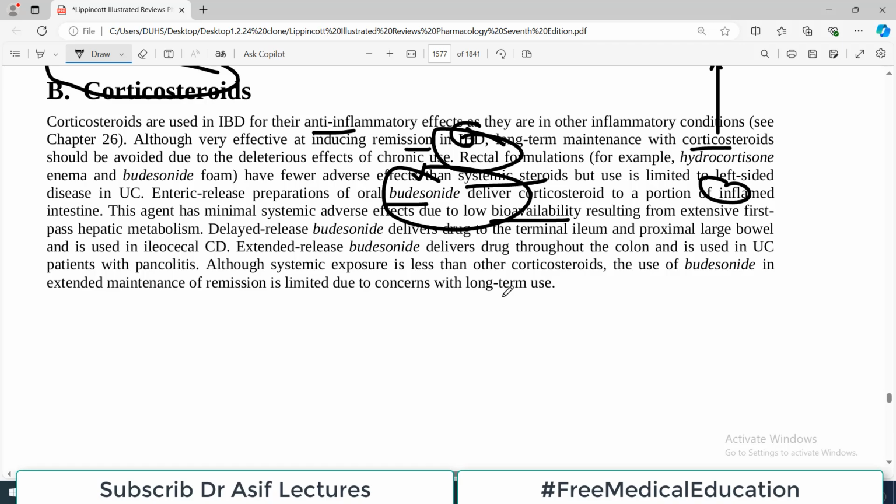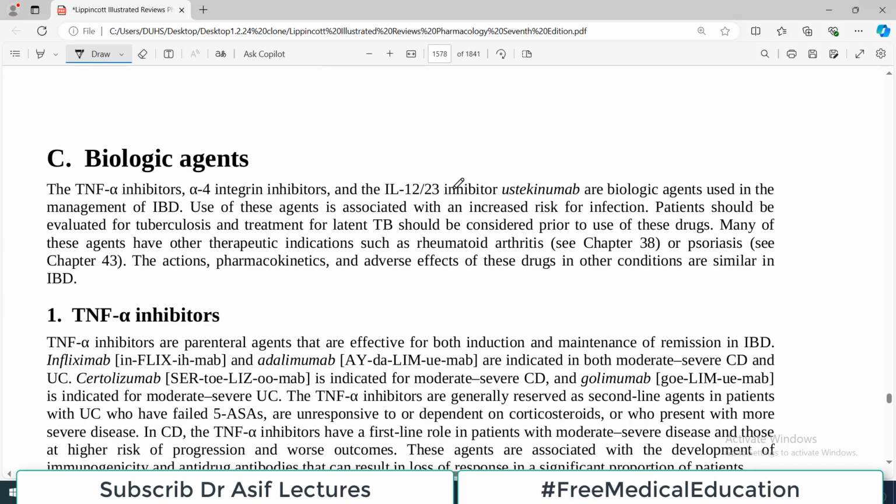Although systemic exposure is less than other corticosteroids, the use of budesonide in extended maintenance of remission is limited, because there are always concerns when you're using corticosteroids, whatever category, if you use them long term. They are always causing side effects, okay?